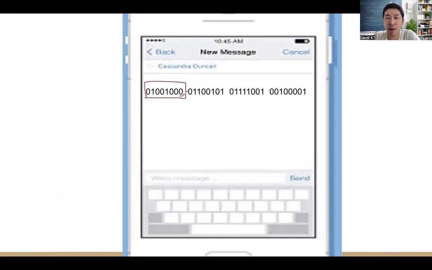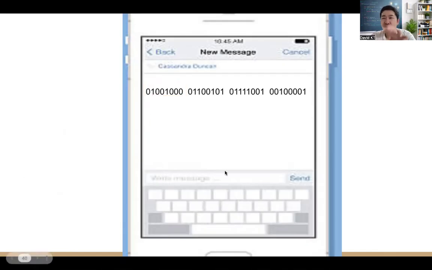Remember, this means to the zero power? No. To the first power? No. To the second power? No. To the third power? Yes, we'll keep that one. To the fourth? No. To the fifth? No. To the sixth? Yes. To the seventh? No. So what does that end up being? 64 plus 8, which ends up being 72.